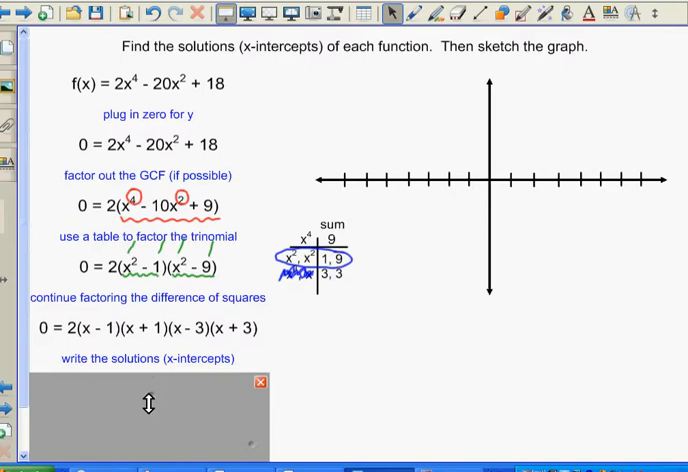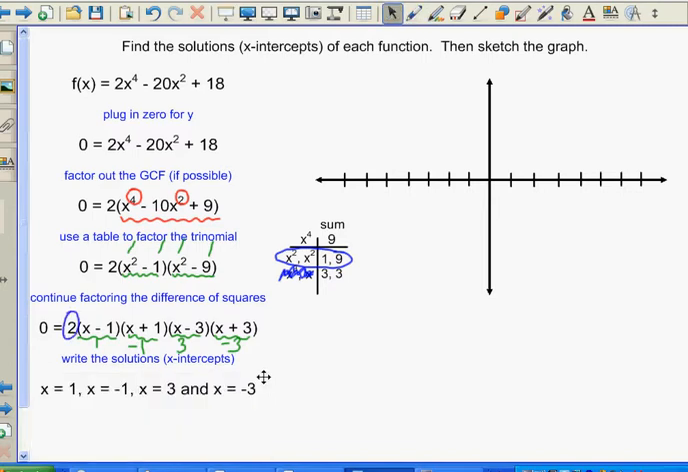So what are the x-intercepts? What makes that first parentheses equal to 0? That's a 1. What makes this one equal to 0? That's a negative 1. The third one, positive 3, and the fourth one, negative 3, makes it equal to 0. Since this 2 in the front doesn't have an x with it, it doesn't really affect things. Okay, so our solutions are 1, negative 1, 3, negative 3. So let's put those on our graph. 1, a negative 1, 3, a negative 3.